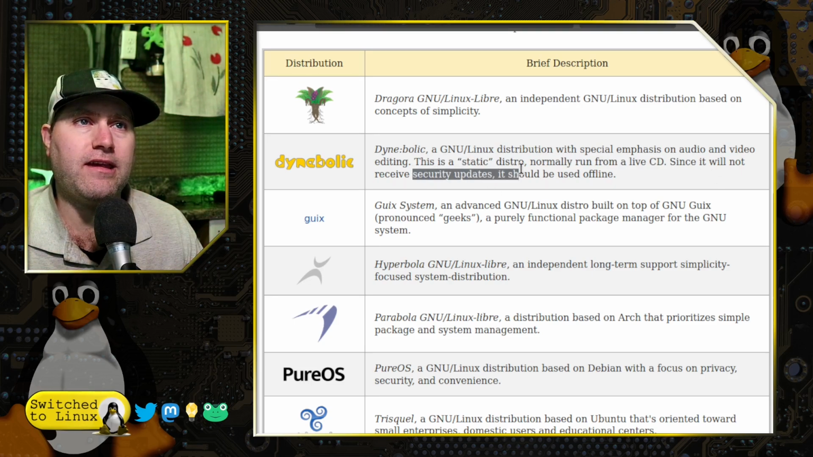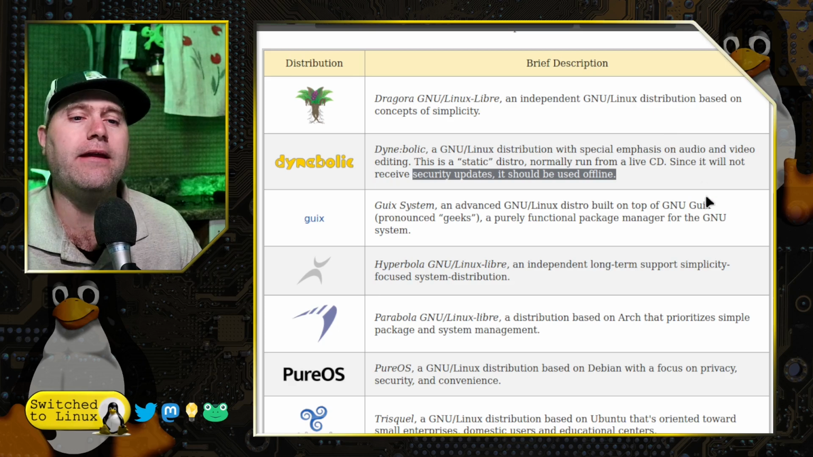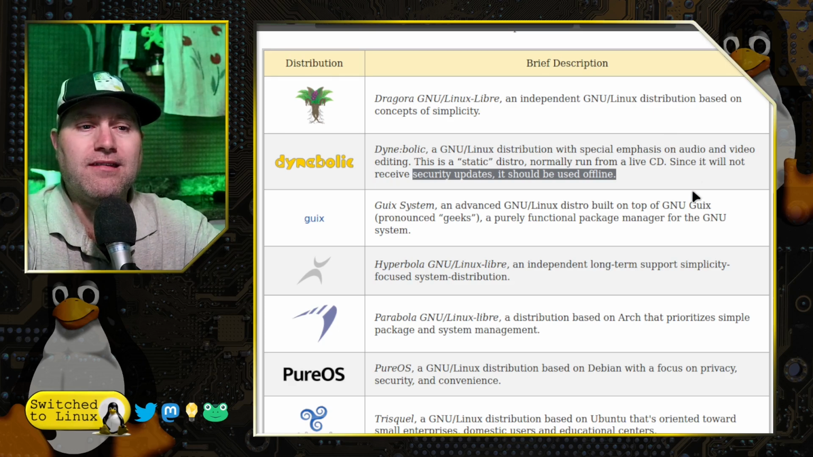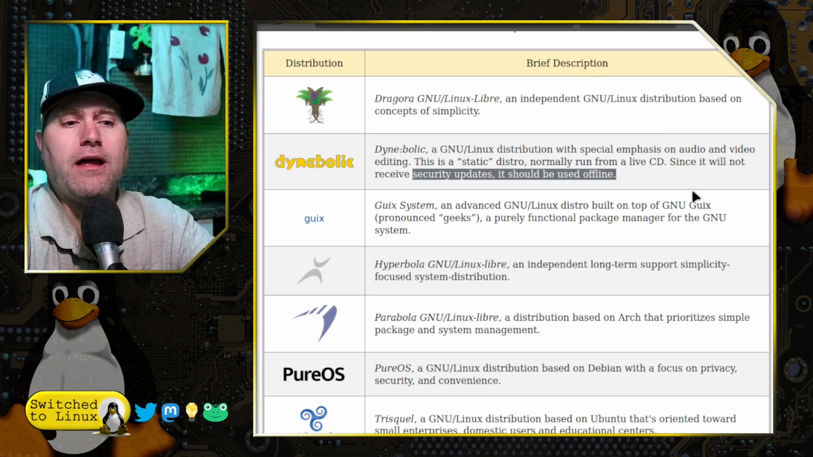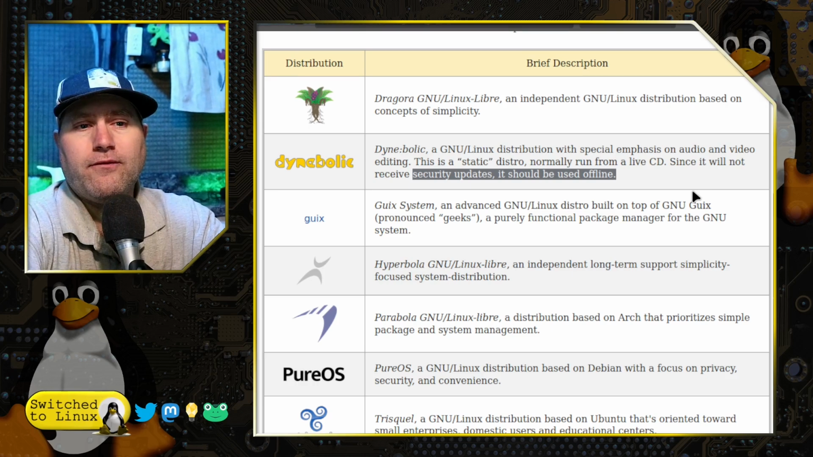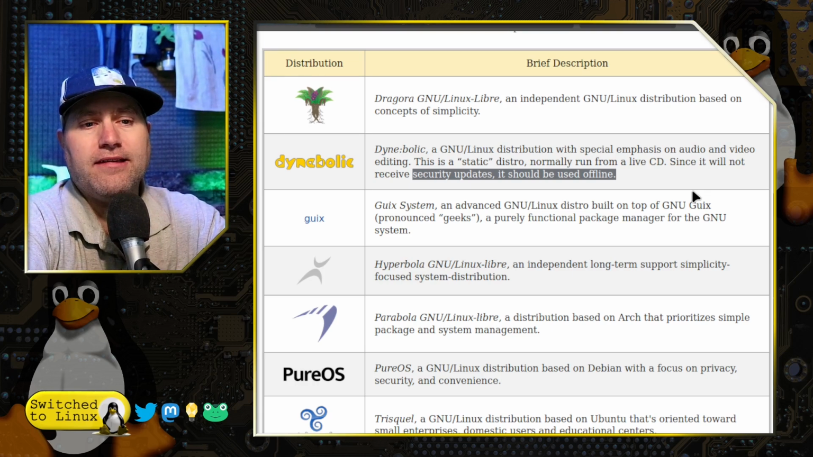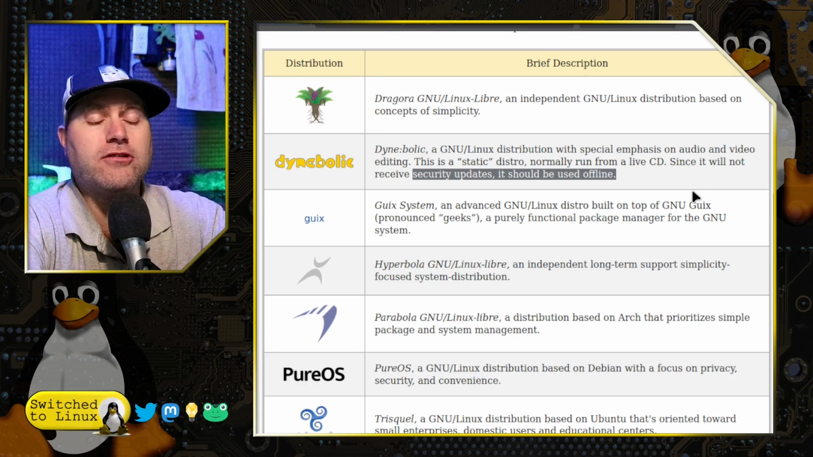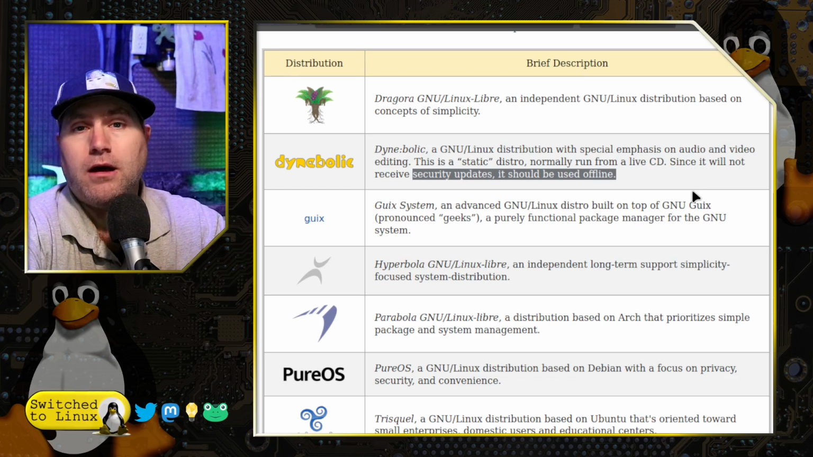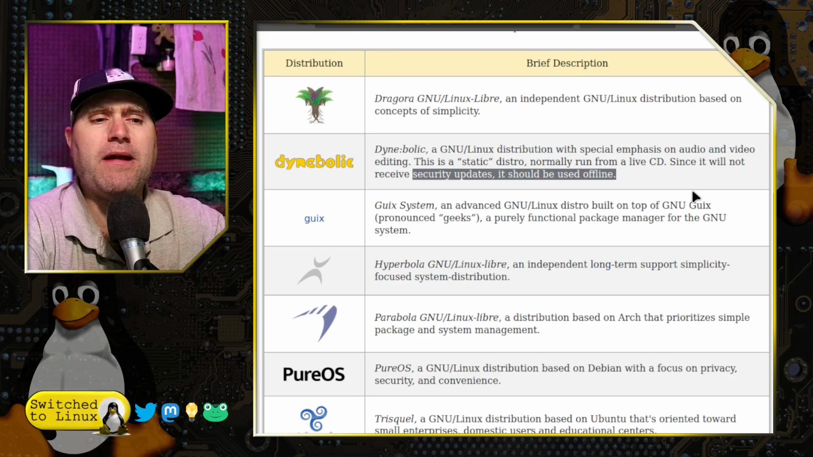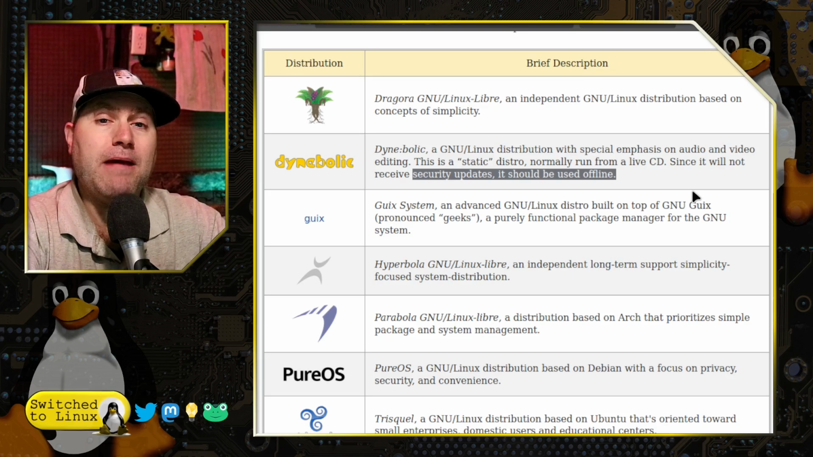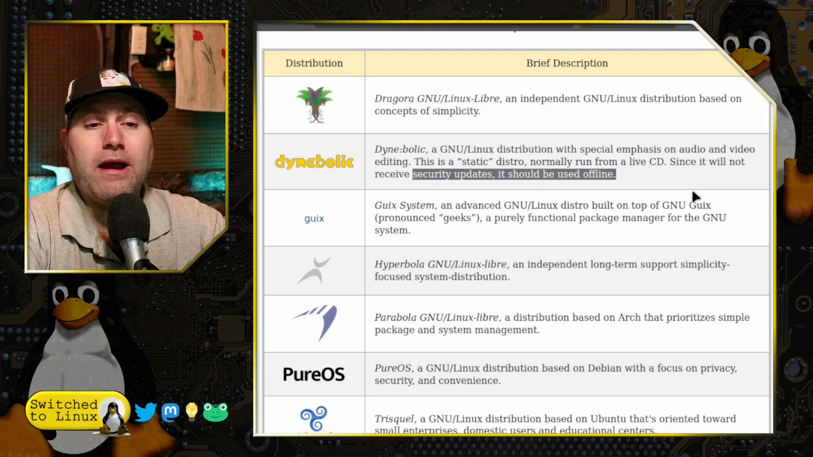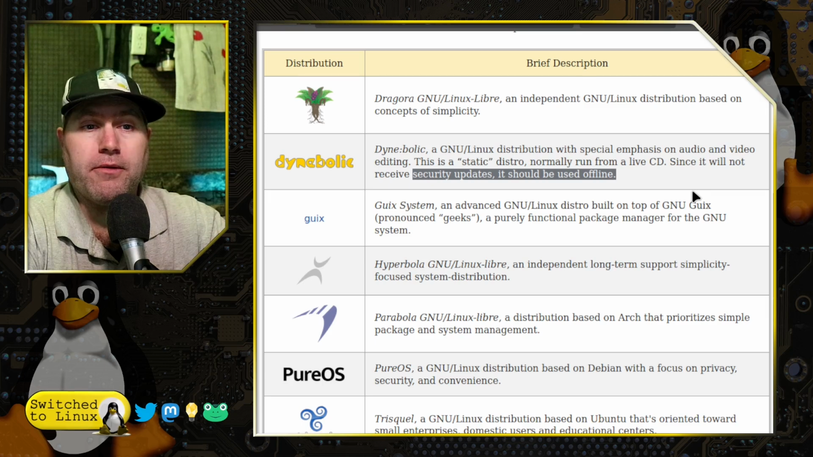Since it will not receive security updates, it should be used offline. I'm not completely sure if it's entirely supposed to be used offline, however. And the reason for that is because there are a lot of factors here involved in streaming. OBS is installed. Some radio applications are installed. There's basically a lot going on here meant for the internet. So it does raise a question, how frequently are we going to get updates?